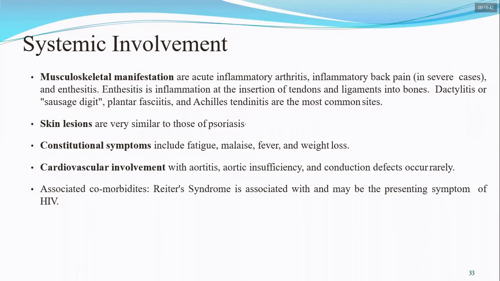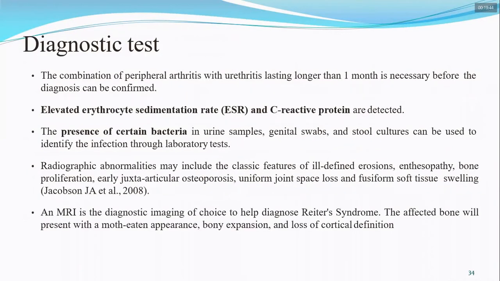Diagnostic tests are similar to ankylosing spondylitis. ESR and CRP will be raised. Sometimes certain types of bacteria can be seen in the urine sample, genital swab, or stool culture. The radiological features will be ill-defined erosion, enthesopathy, bone proliferation, and uniform joint space loss. This is the important thing in Reiter's. There will be juxta-articular osteoporosis, uniform joint space loss, and fusiform soft tissue swelling. This will be different from ankylosing spondylitis.